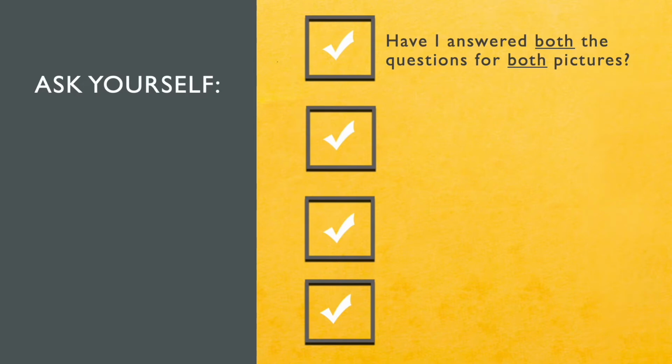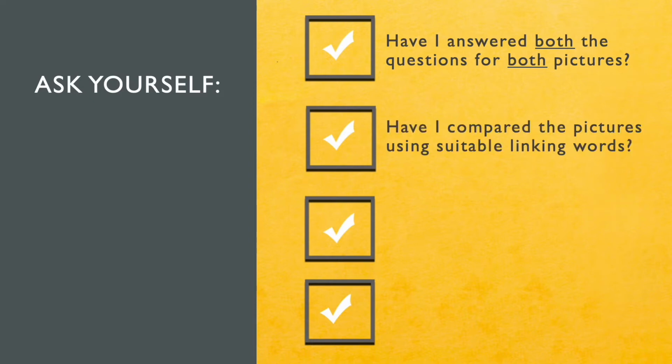For example, they spend too much time describing and comparing both pictures, so they don't have time to answer the questions, or they focus on one picture more than the other. It's your job in the exam to manage your time so that you can complete both tasks in the minute.